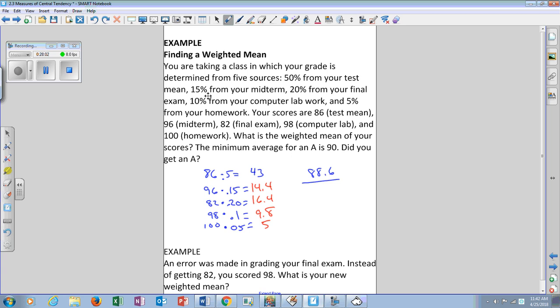So check to make sure your percentages add up to 1. If they do, then you don't have to divide, which in this case they do. So you got an 88.6, so you got a B, not an A.